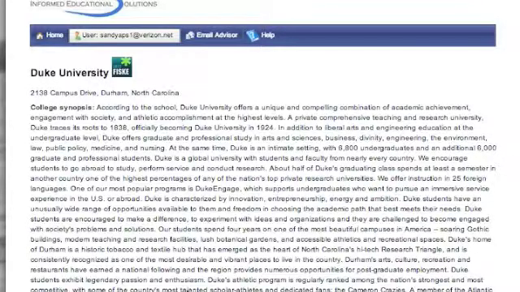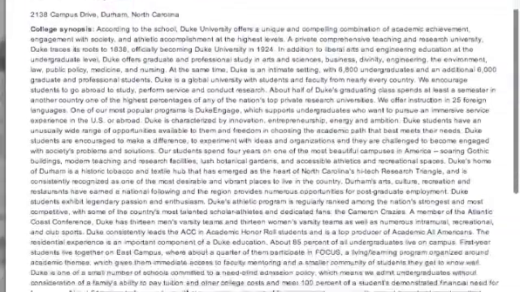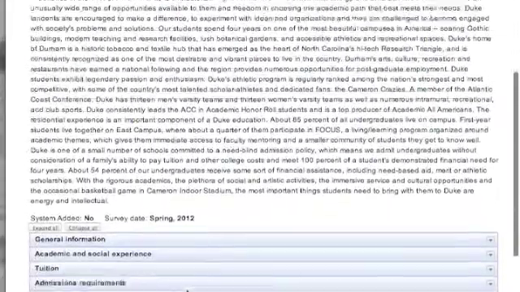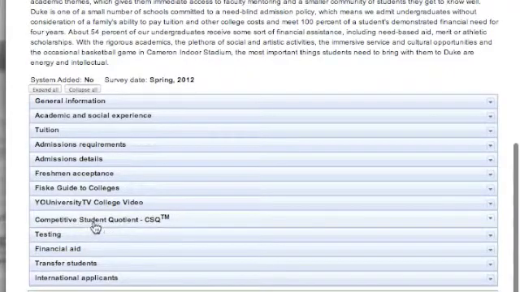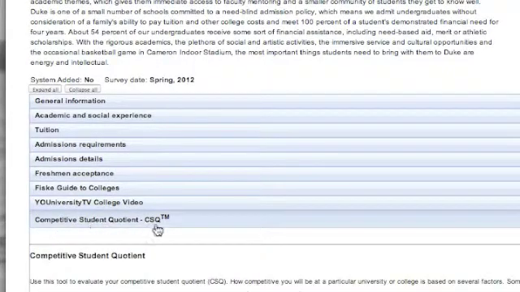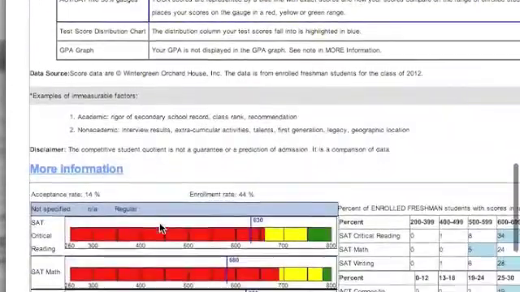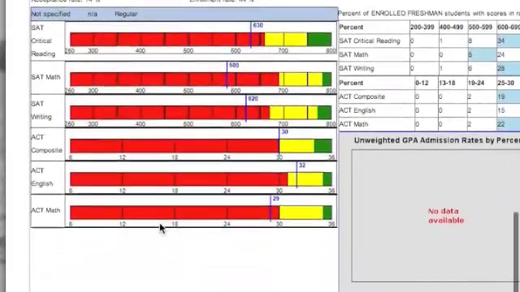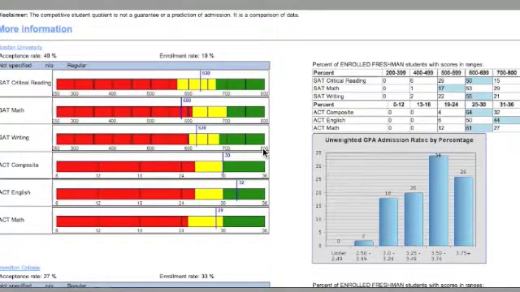Then we come up with this great description of everything we would need to know about Duke. Scroll down to where it says CSQ, the Competitive Student Quotient. And here we have the CSQ for Duke University. This is the Competitive Student Quotient for our sample student at Boston University.